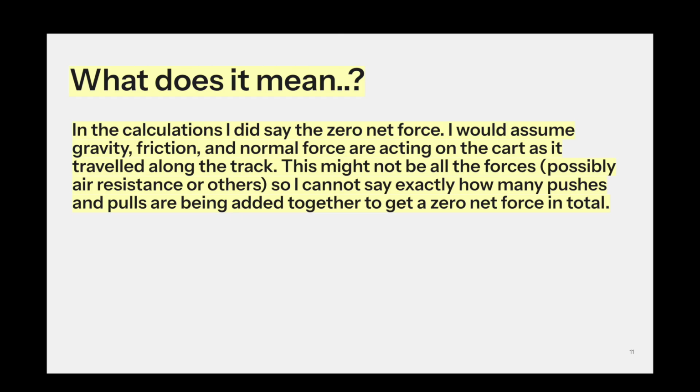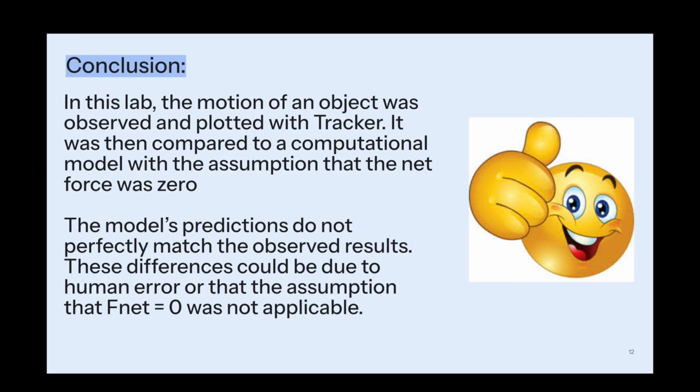In conclusion, in this lab, the motion of an object was observed and plotted with Tracker. It was then compared to a computational model with the assumption that the net force is 0. The model's predictions do not perfectly match the observed results, but these differences could be due to human error, or that the assumption that F net equals 0 was not applicable in this situation.